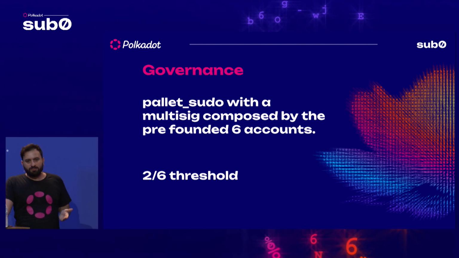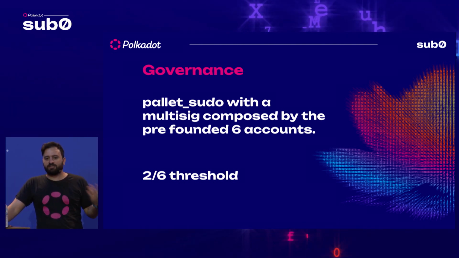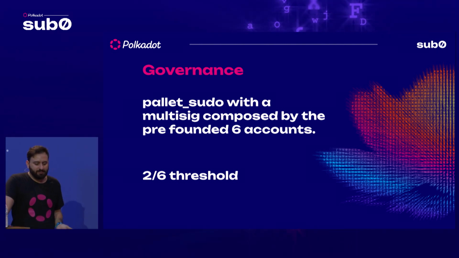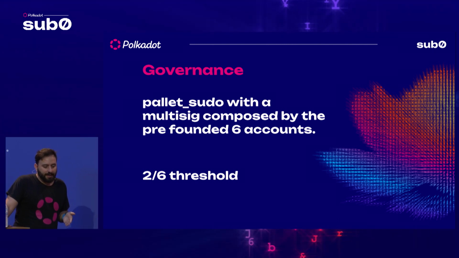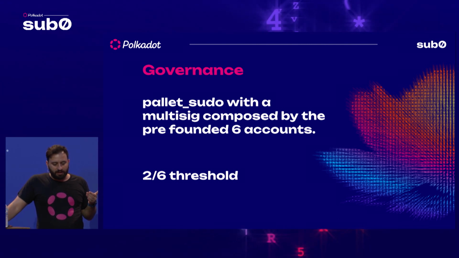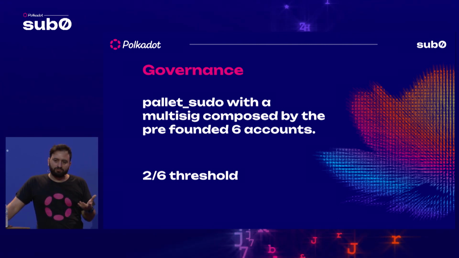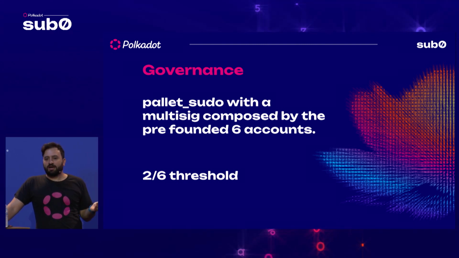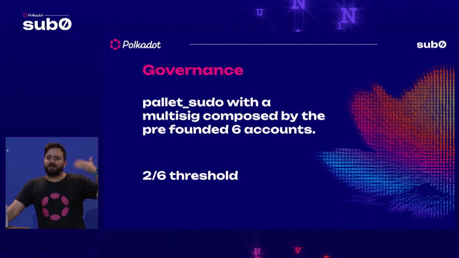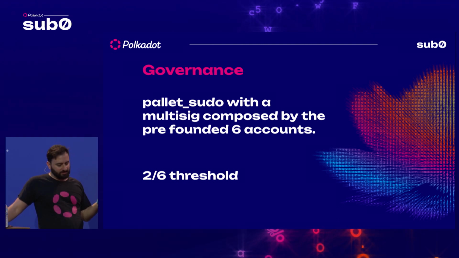Governance, OK, we made it kind of easy because we needed to make it operative. We are relying on the Parity Pseudo, with a 2/6 threshold. And also, the account, the root key for pseudo, is like a multi-sig account, which we own, and that's how we do the runtime upgrades and so on, right?